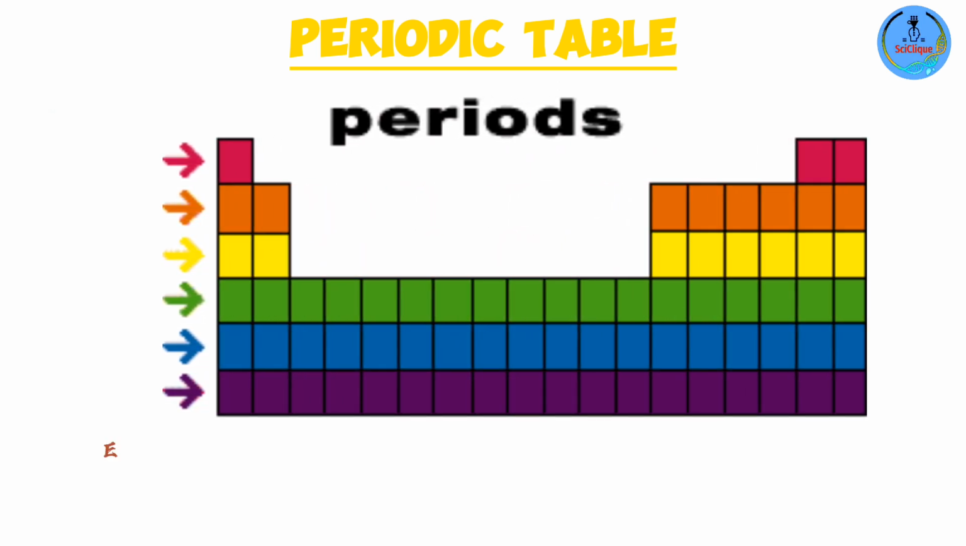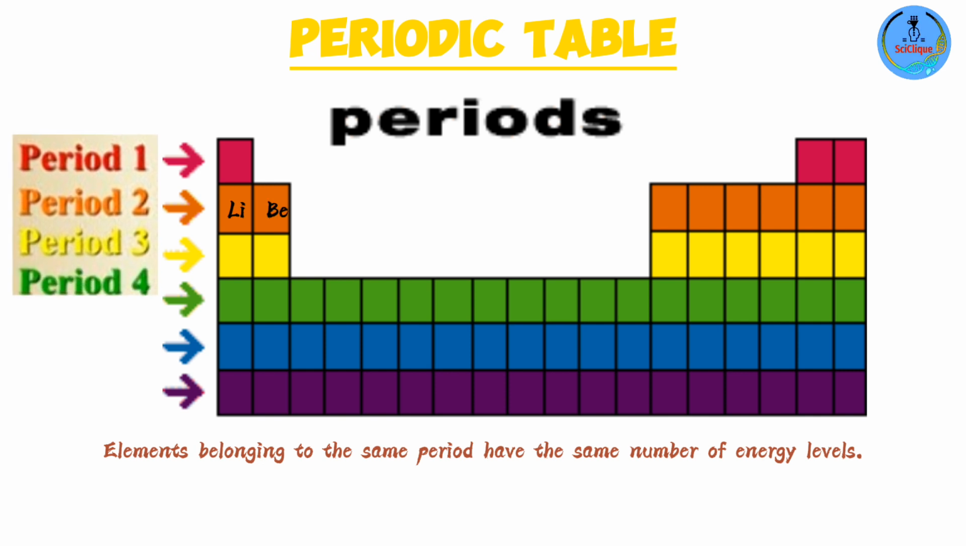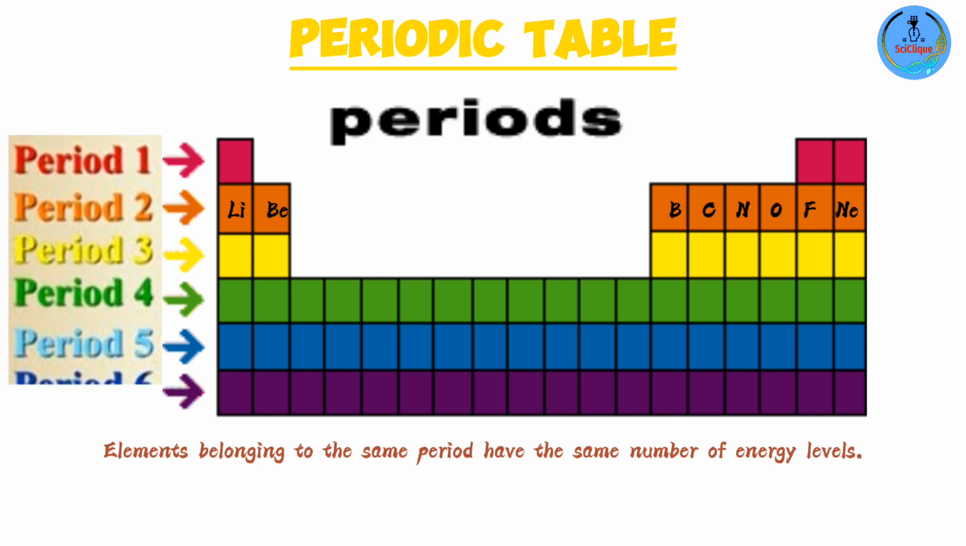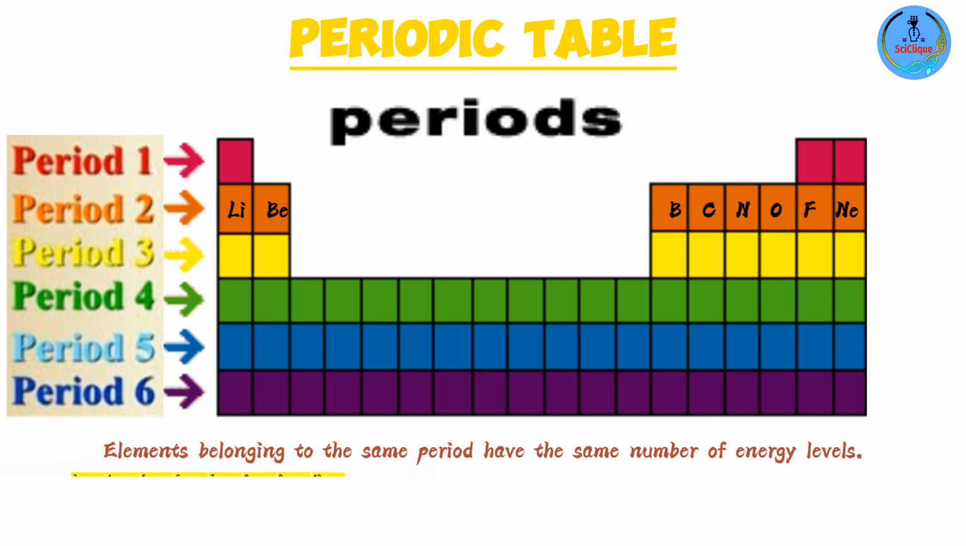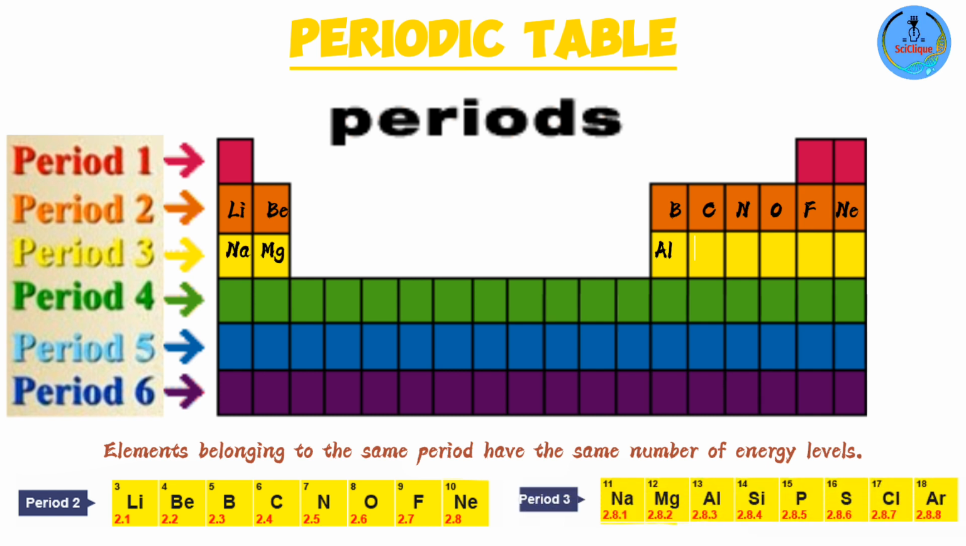Now, elements that belong to the same period have the same number of energy levels. So let me take an example of period 2. This is where we have lithium, beryllium, boron, carbon, nitrogen, oxygen, fluorine, and neon. What do all of these have in common with one another? They have 2 energy levels. And this is the reason why they belong to period 2. Elements that belong to period 3 will have 3 energy levels.